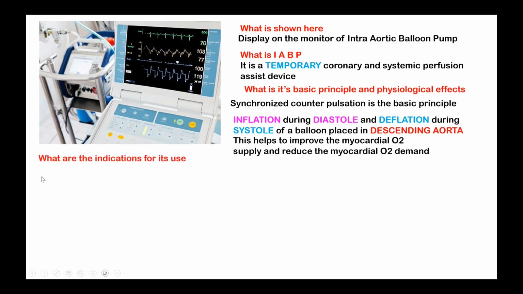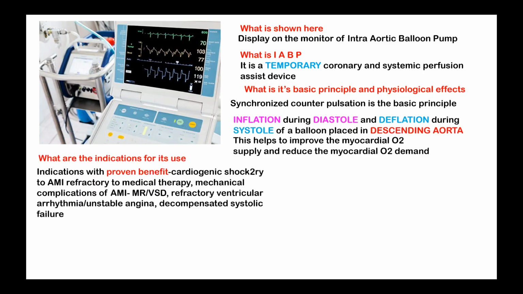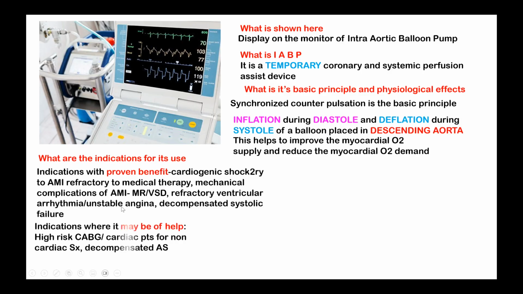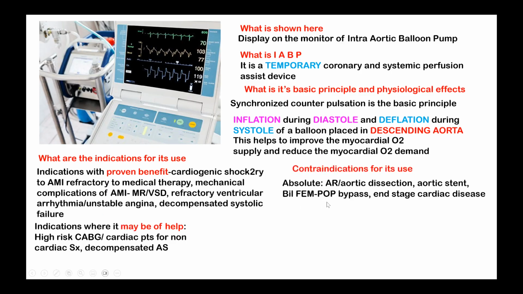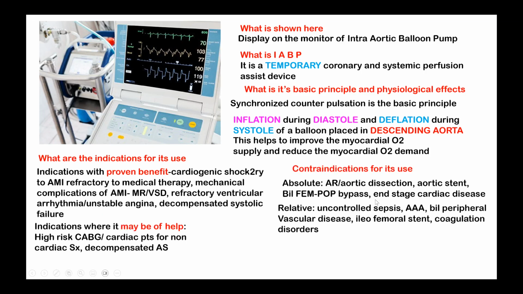What are the indications for its use? We have seen that it is used for cardiogenic shock secondary to AMI, refractory to medical therapy, and mechanical complications. And the indications where it may be of use are high-risk CABG, cardiac patients for non-cardiac surgery, and decompensated aortic stenosis. Contraindications: aortic regurgitation, aortic dissection, aortic stent, bilateral femoropopliteal bypass and end-stage cardiac disease. And relative contraindications are uncontrolled sepsis, aortic aneurysm, bilateral peripheral vascular disease, iliofemoral stent, coagulopathy.